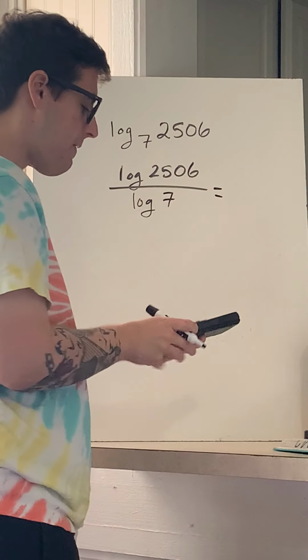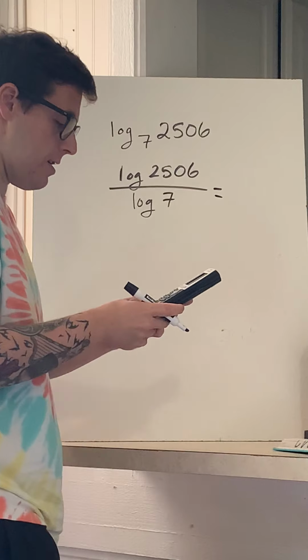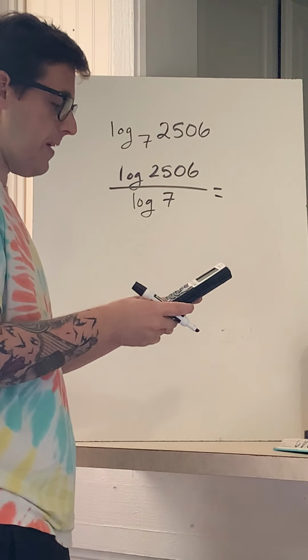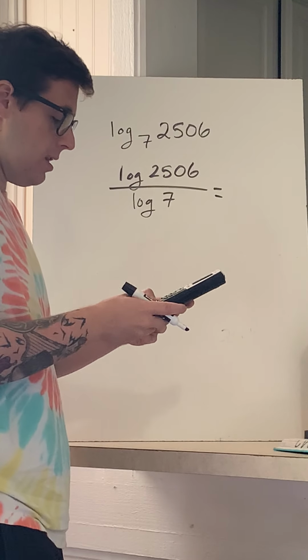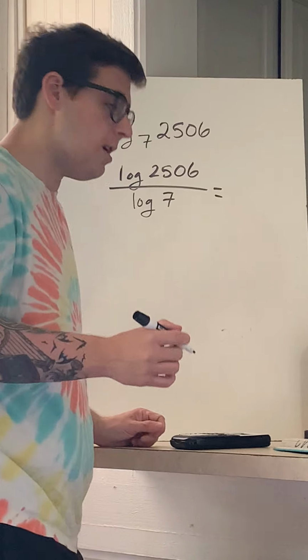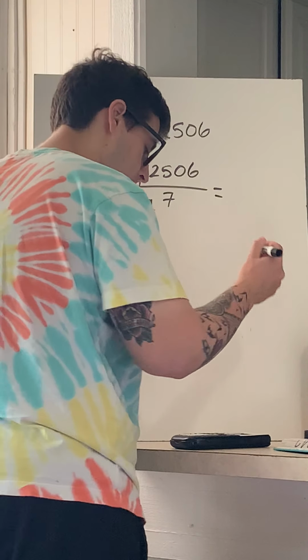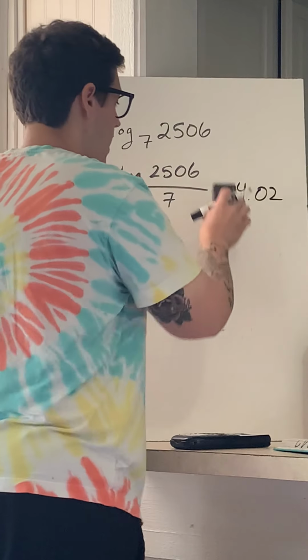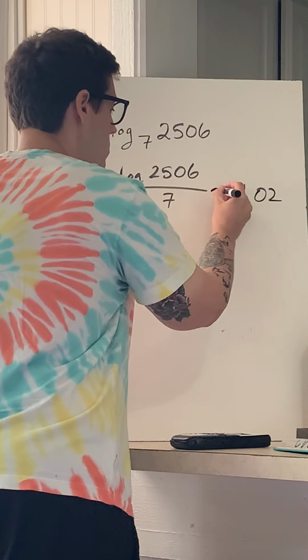Now this is something you have to do in your calculator, which I will do right here. I'm going to do my fraction bar, log 2506 over log 7, hit enter, and I always want to round to the nearest hundredth. So this will be 4.02. Just to be accurate, I'll change this to a little squiggle.